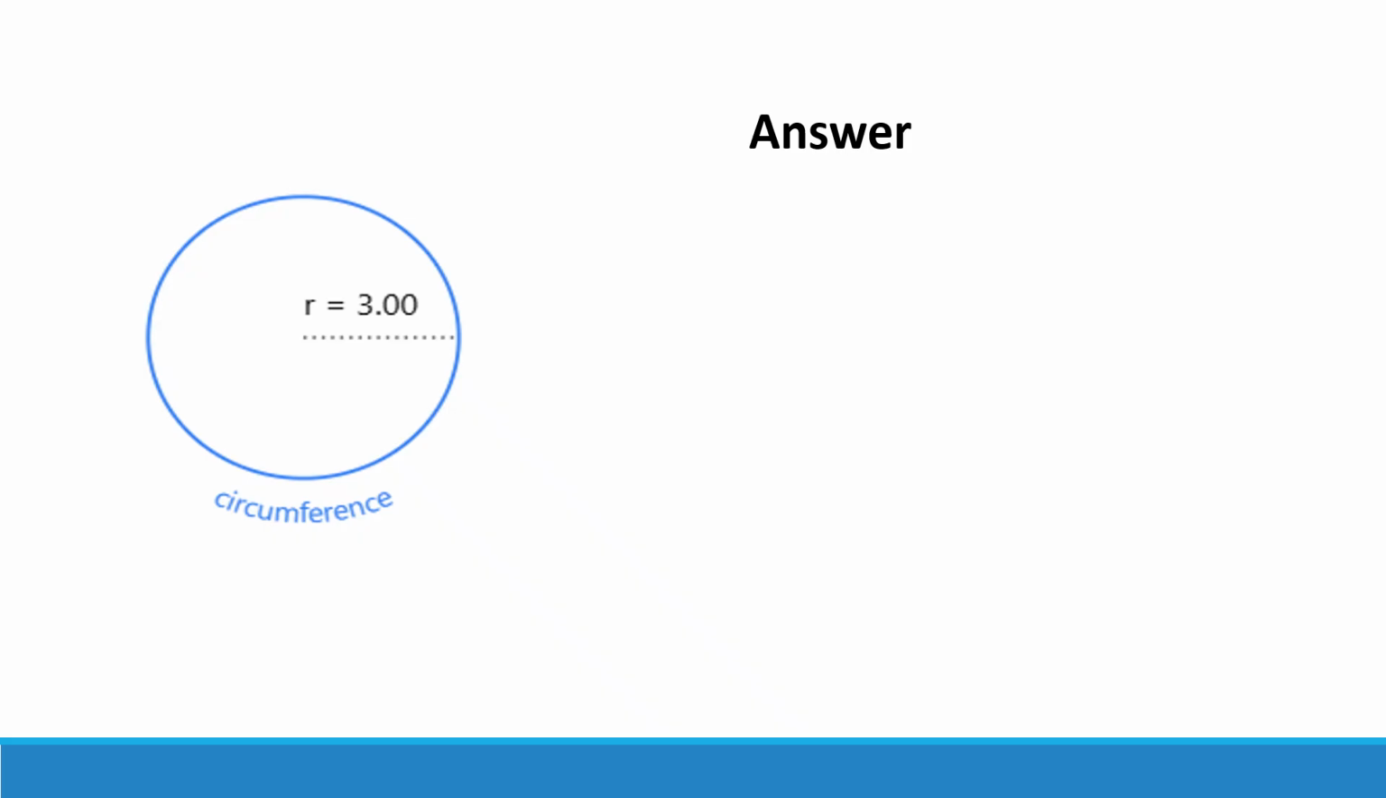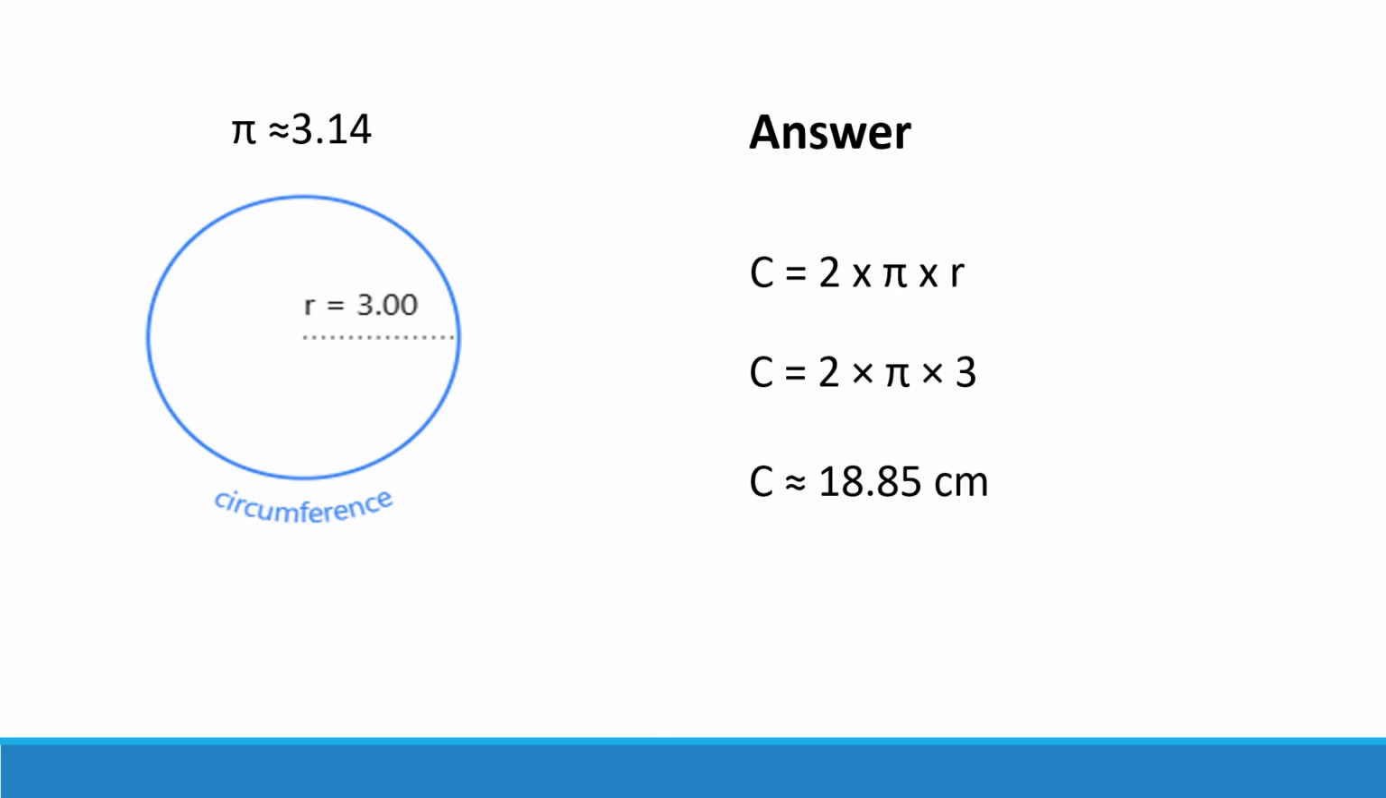Let's try an example. The radius is 3 centimeters. We use the formula: circumference equals 2 times pi times the radius. Substitute the radius of 3 into the formula. So we have 2 times pi times 3. Using pi approximately equals 3.14, the circumference is approximately 18.85 centimeters.